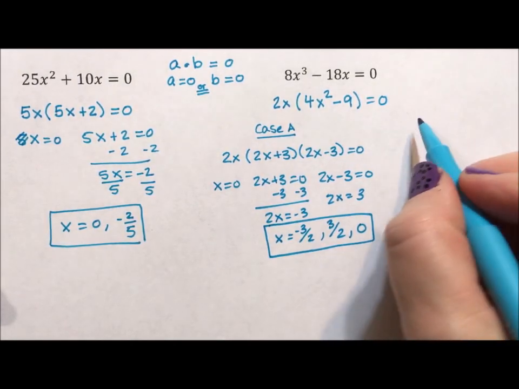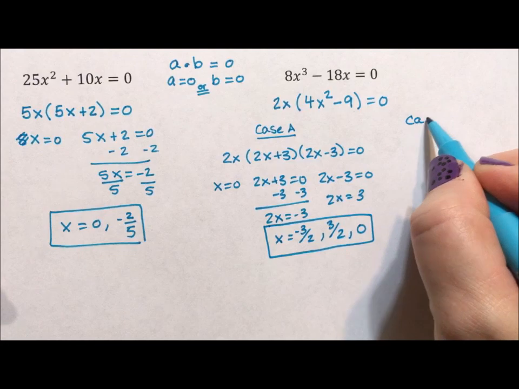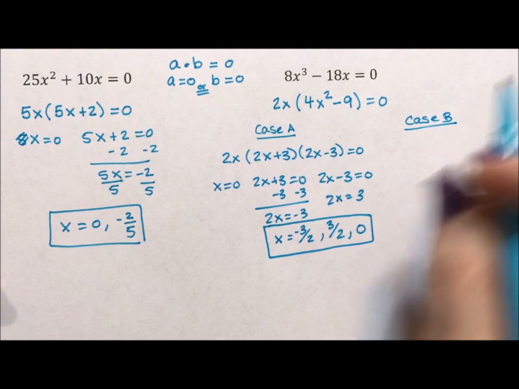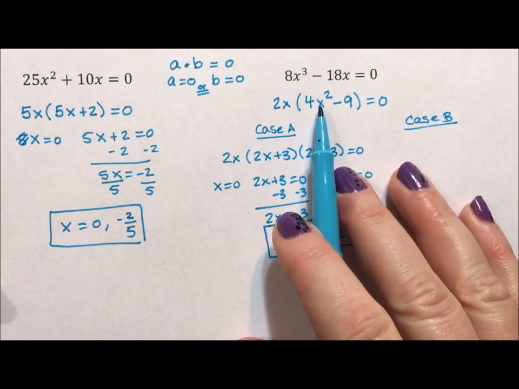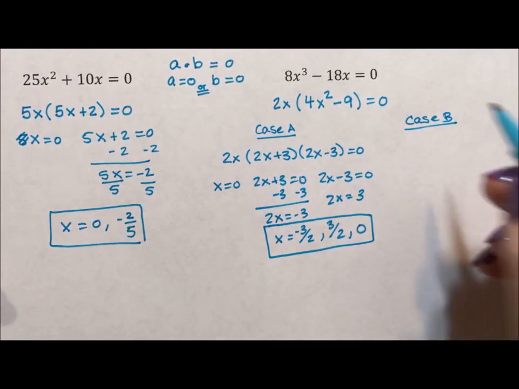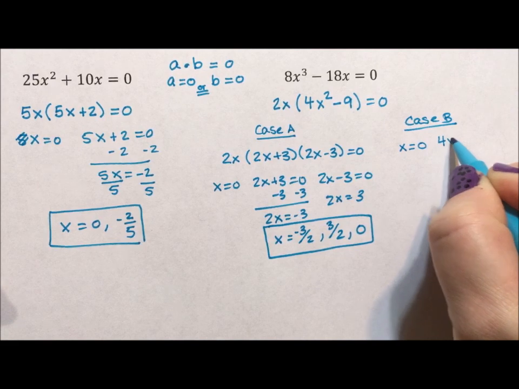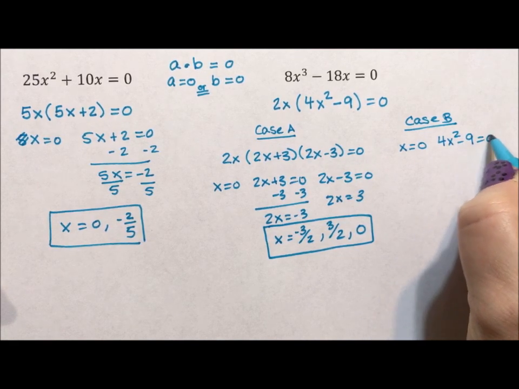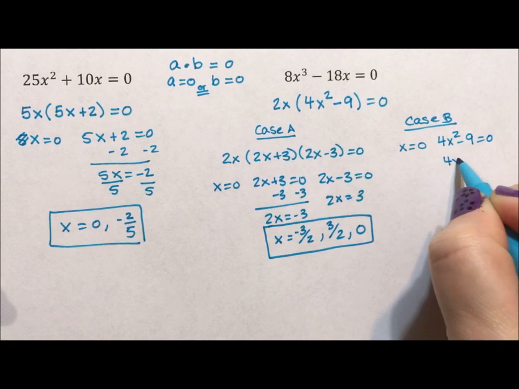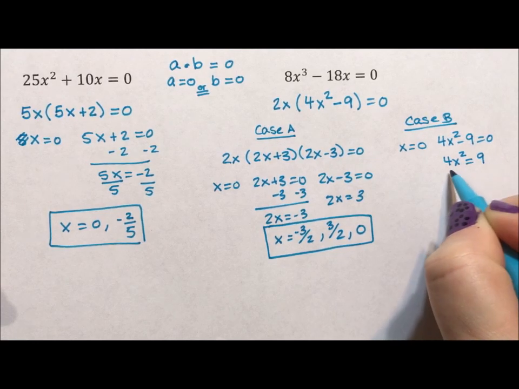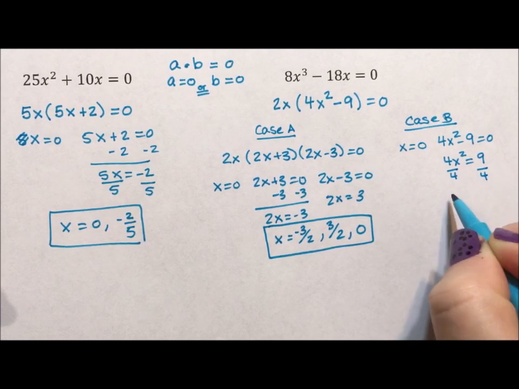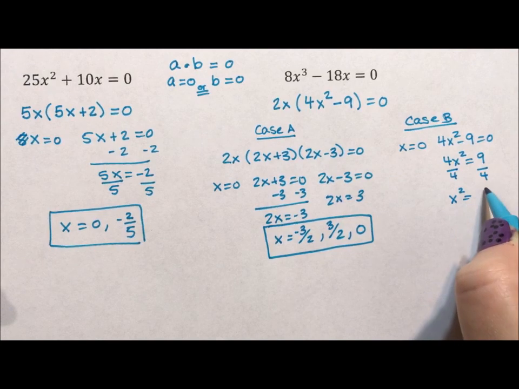Okay, but there's another way I could have done this. I didn't have to factor again because my variable is isolated here. It's all alone. So I could have said either x equals 0 or 4x squared minus 9 equals 0. I add the 9 over, divide by 4, and I have x squared is equal to 9/4.